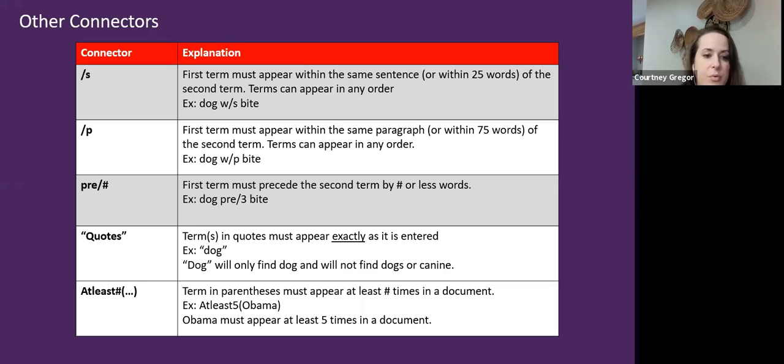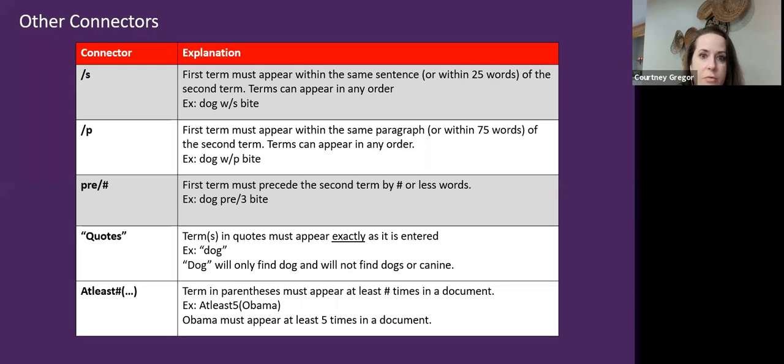Now, this third one, this pre/number, is going to ensure that your first term precedes the second term by whatever number you choose or less. So this is important, again, when we talked about how the order of the terms could change the meaning. I have yet to find a good example, but I know it exists, where depending on if a word comes before the other word or after the other word, it's going to mean something completely different. And so using that dog pre/3 bite ensures that we are getting back situations where a dog has bit someone versus someone biting a dog. I guess that could be an example there. So that might be something you keep in your back pocket.